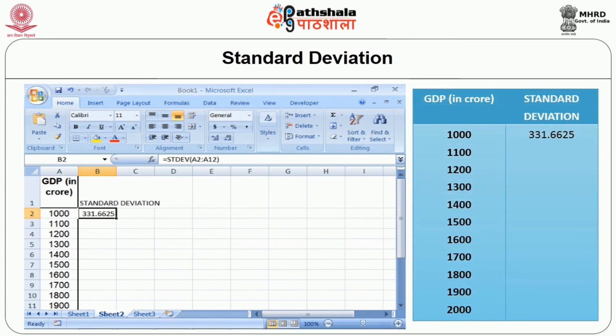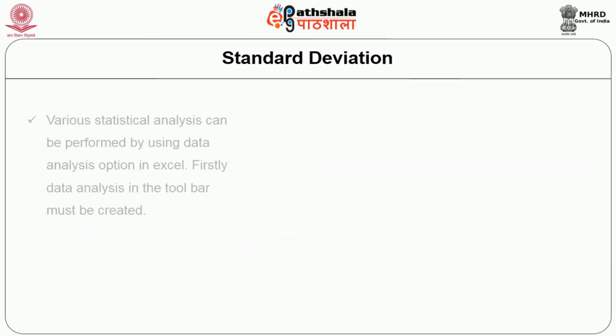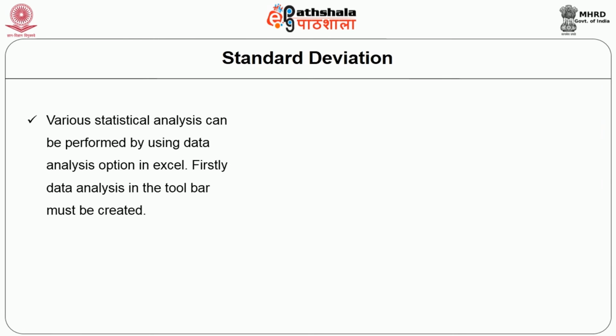The standard deviation is calculated in Excel by using the formula. The standard deviation is calculated as 331.6625 for the given data. Various statistical analyses can be performed by using the analysis option in Excel.